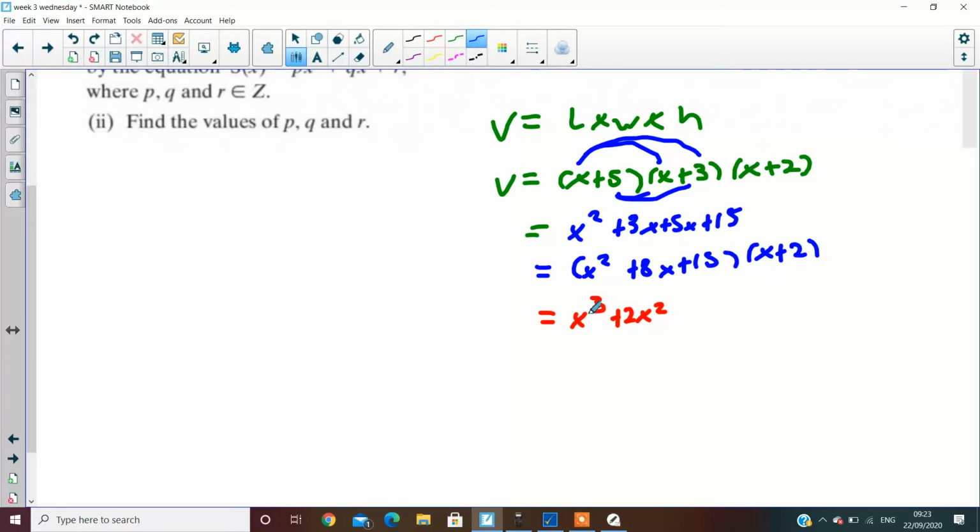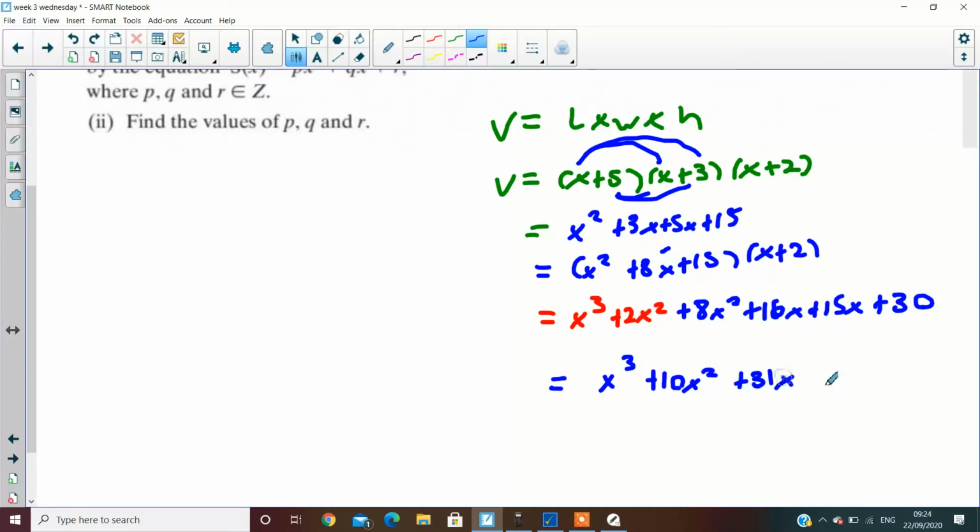Okay, x cubed plus 2x squared. Then 8x squared plus 16x plus 15x plus 30. Then you get x cubed plus 10x squared plus 31x plus 30. Did anybody get that?